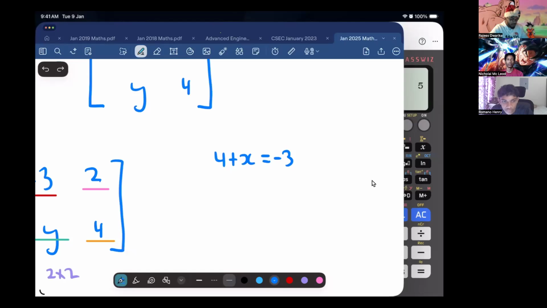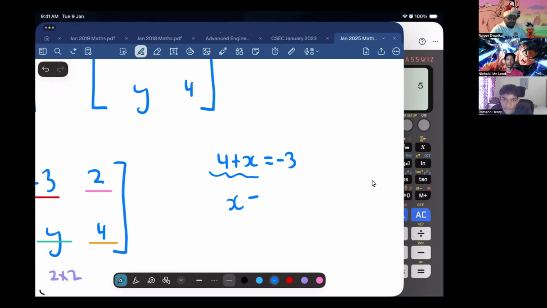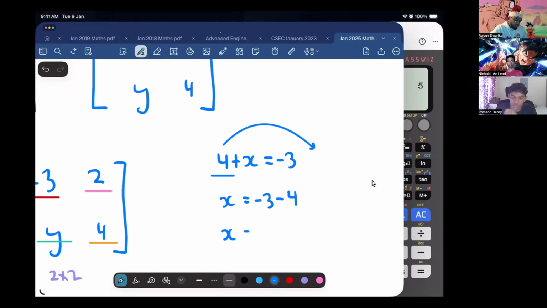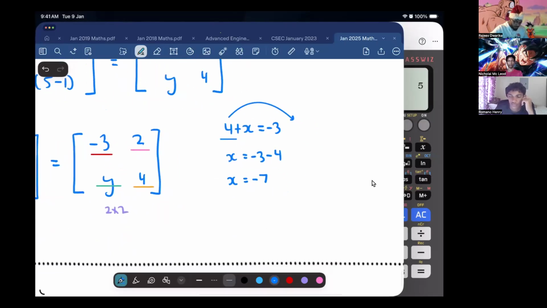If you're trying to find for x, the only thing that should be here is x. X is equal to something. So 4 doesn't belong here. So we're going to take the 4 and move it across. If I move across the 4, then I will only have positive x, which is just x, and I'll write -3. And if I move across 4, what will it turn to? -4. Right, -4. What is -3 minus 4? -7. Right, so this is one of our answers.